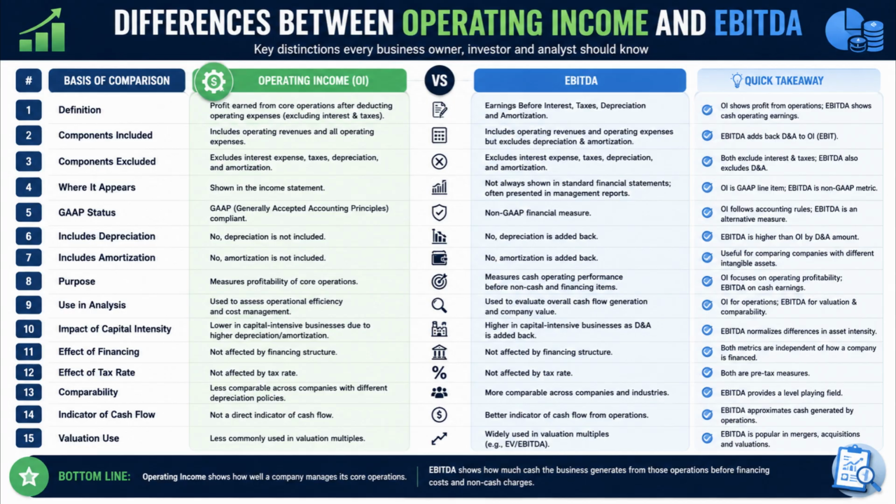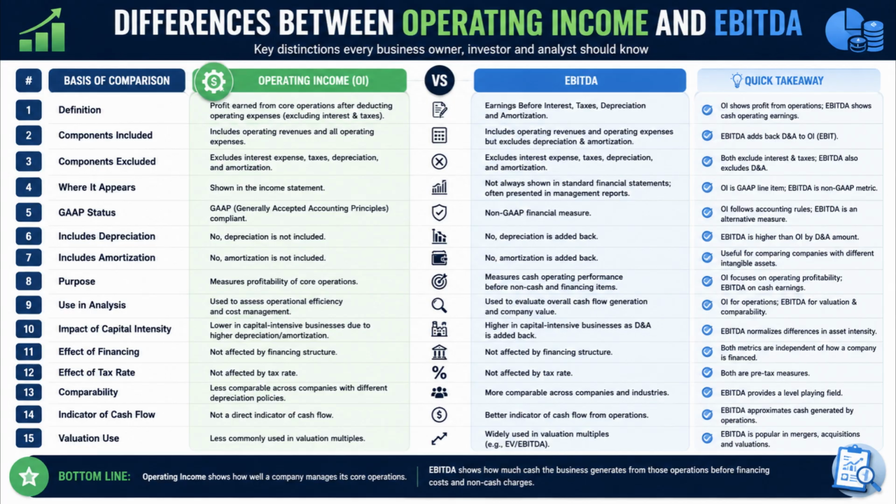Number 1. Operating income represents profit generated from core business operations after deducting operating expenses, whereas EBITDA represents earnings before interest, taxes, depreciation, and amortization. Number 2. Operating income includes operating revenues and operating expenses, whereas EBITDA includes operating revenues and operating expenses, but adds back depreciation and amortization.